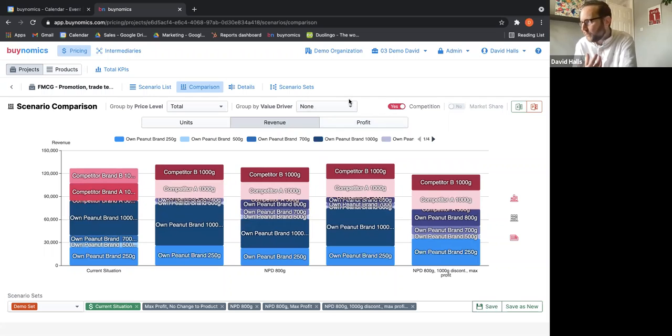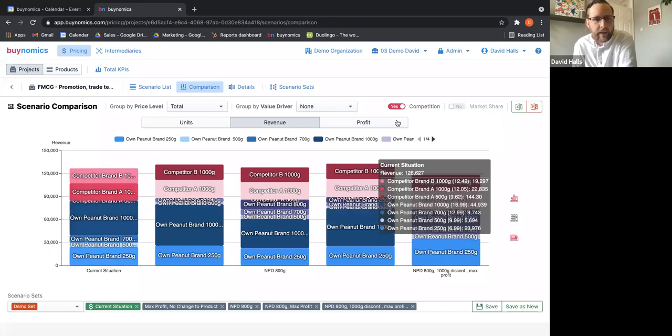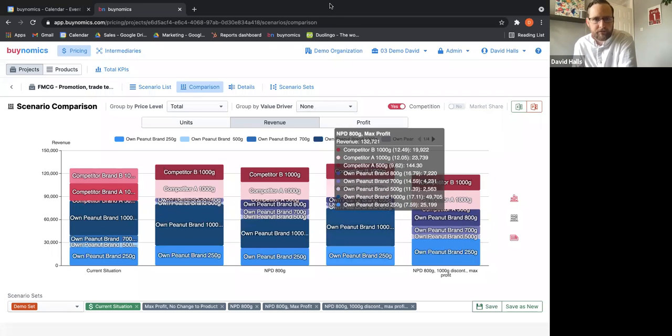Obviously, adding a new product in the range is a difficult conversation to have with a retailer if you're not going to take one out. So you need to make the decision of, do I take the products out of my range and replace it, or have I got it as an incremental product? And that's what we can do here at Buynomics.